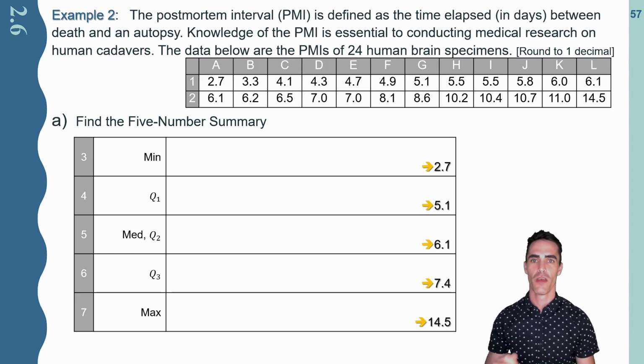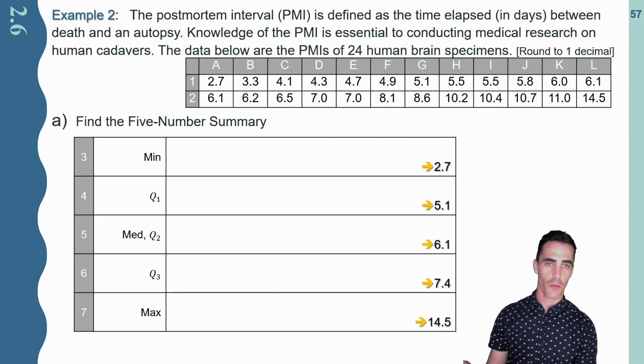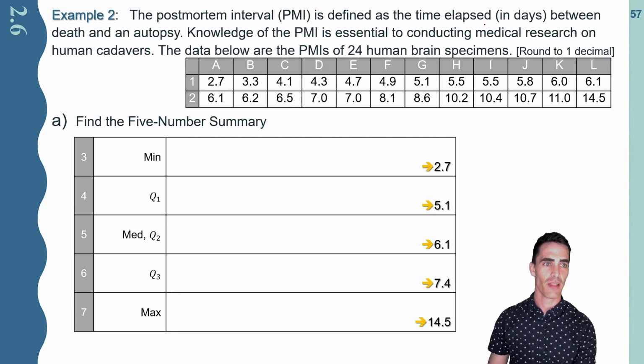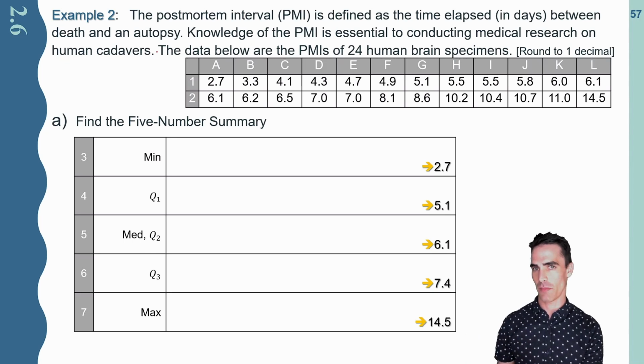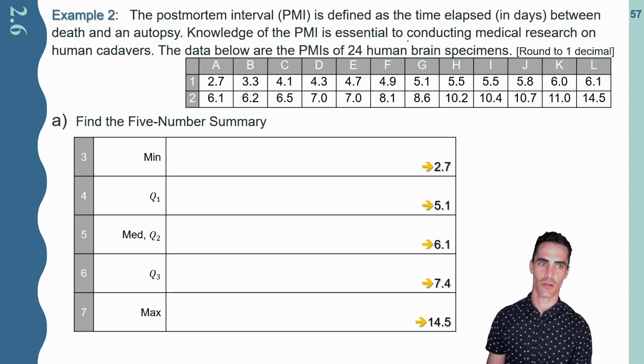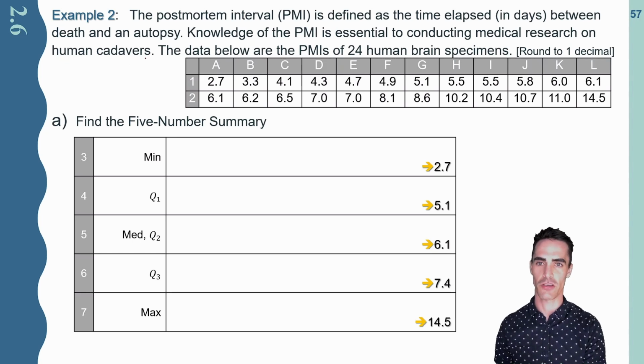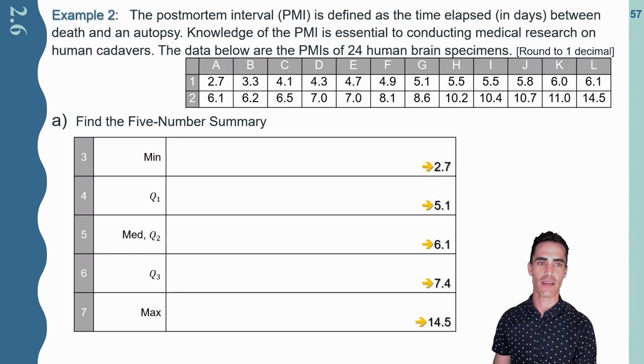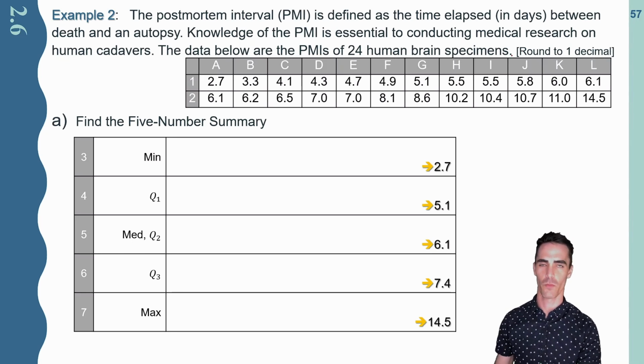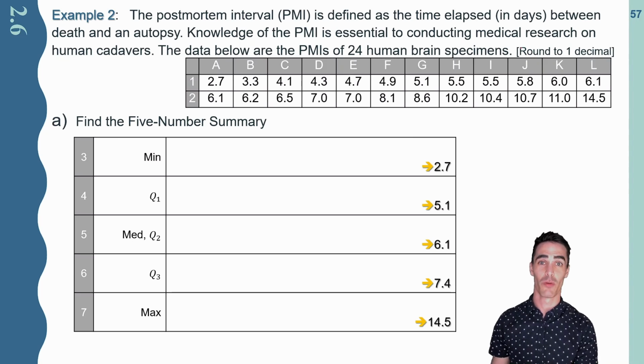Next example. The postmortem interval, or PMI, is defined as the time elapsed in days between death and an autopsy. Knowledge of the PMI is essential to conducting medical research on human cadavers. What a morbid conversation. The data below are the PMIs of 24 human brain specimens. We're going to round our answer to 1 decimal. We're also going to do a little bit of Excel here in just a minute.